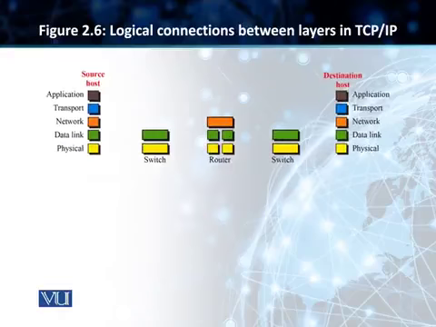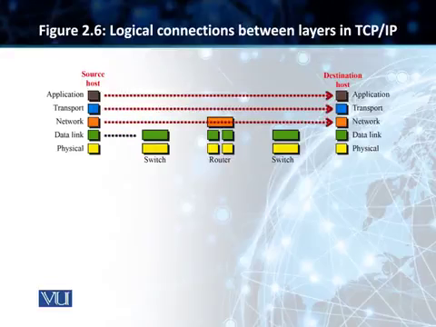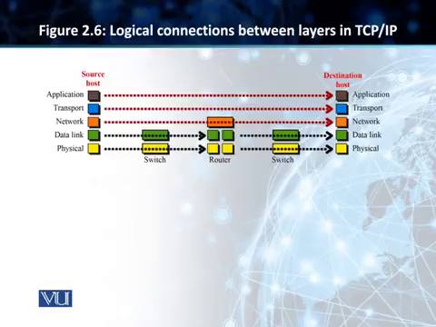Students, first of all, you can see that there is a logical connection between the top layers, between the application and the transport layer at the source and the destination. So there is a logical connection from the application layer of the source to the application layer of the destination. There is a logical connection from the transport layer of the source to the transport layer of the destination. Similarly, you have a logical connection of the network layer to the opposite end as well.